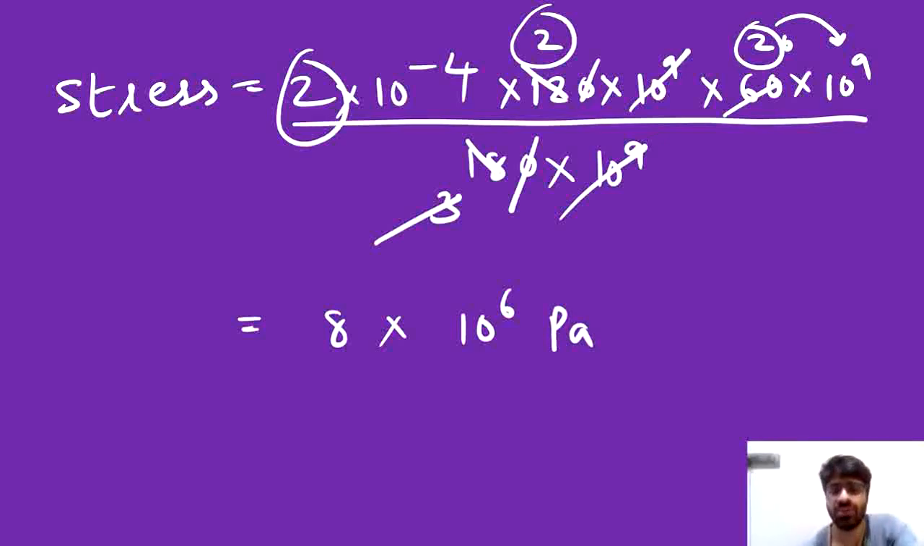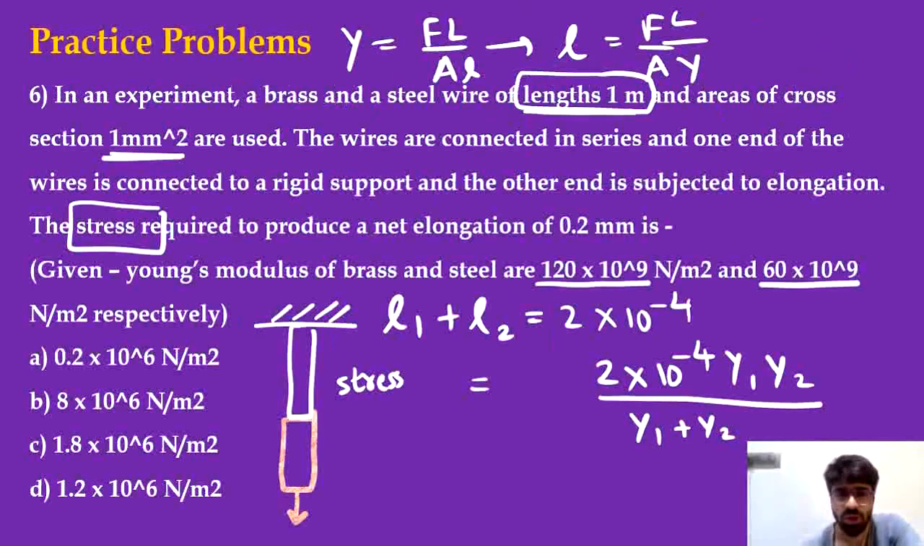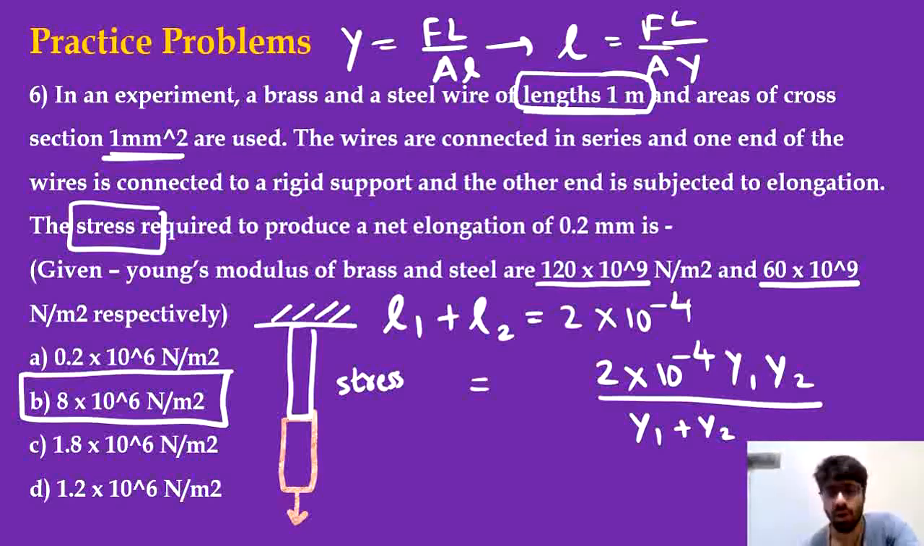Because the standard unit for stress would be Pascal. So 8 into 10 to the power 6 Pascal or Newton per meter square, they mean one and the same thing. The right answer there would be option B. It was a very simple question. You just need to be alert about which formula to apply where, which term is coming out common from where, which term is going where. If you are clear with all those calculations, the sum was a cakewalk.